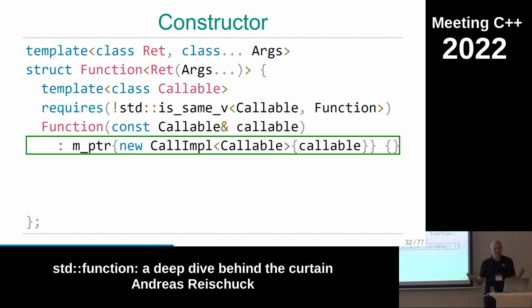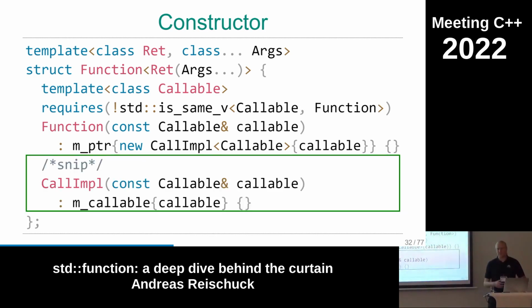Okay, and then all that's left is initialize our member pointer by constructing a new instance of the implementation and give it our callable. And to make that work, we also have to give our call implementation a constructor that also just stores the callable.